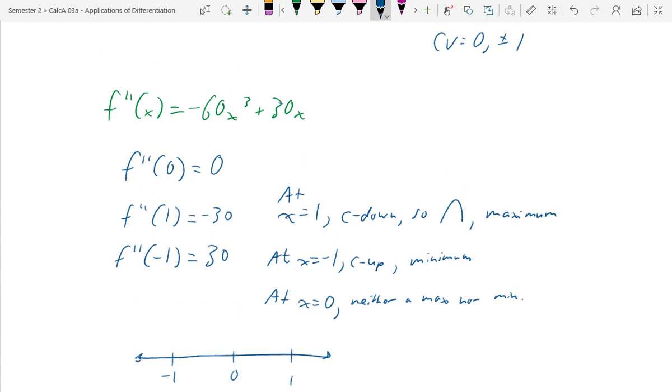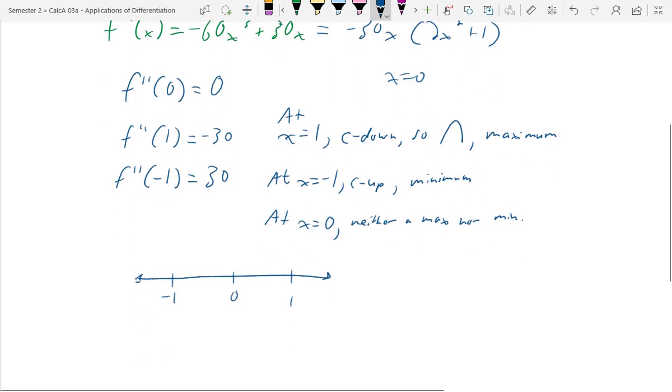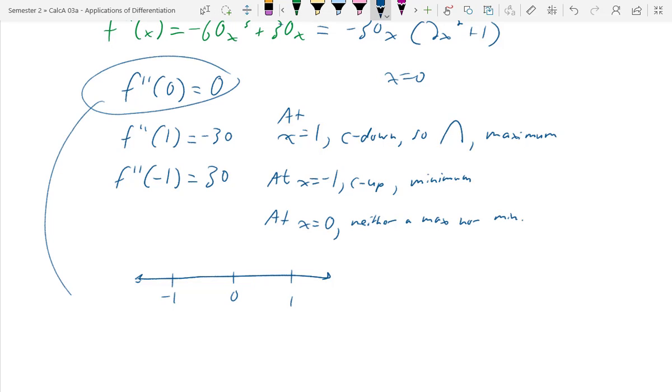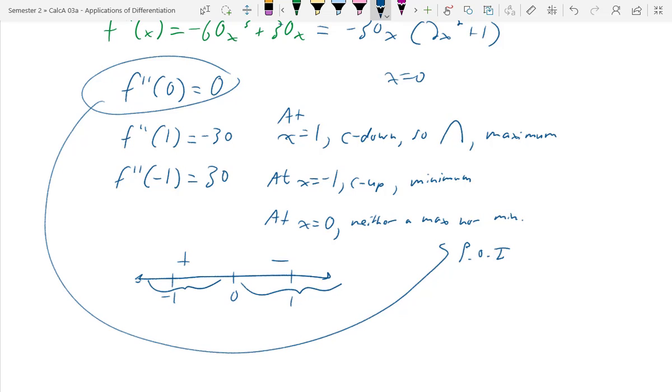If I do a second derivative and try to figure out what my points of inflection are, I factor out a negative 30x, and I would get 2x squared plus 1. 2x squared plus 1 is not going to be equal to 0, but x equals 0 is. So when I plug this in, it's neither a max nor a min, and you're right, this is a point of inflection. So it changes concavity. I know that right here we have concave down, and right here we have concave up. So that's all I wanted to do.